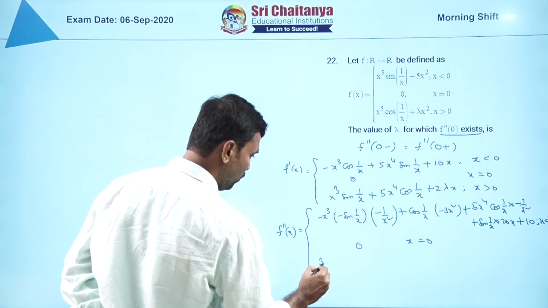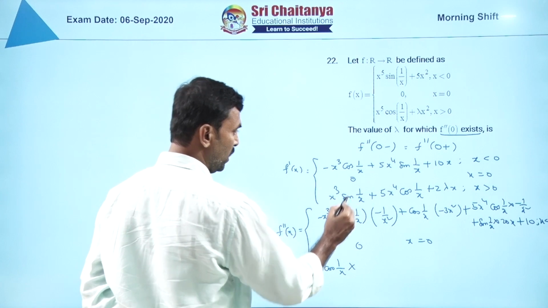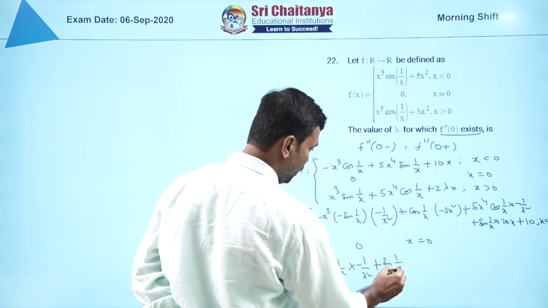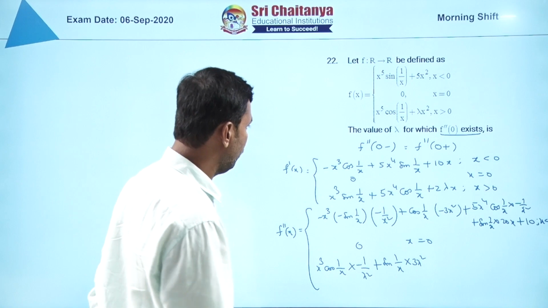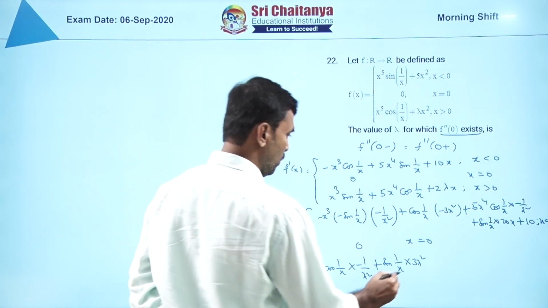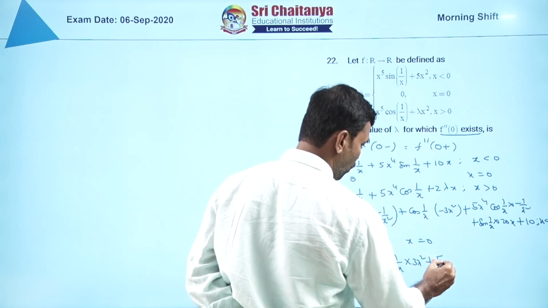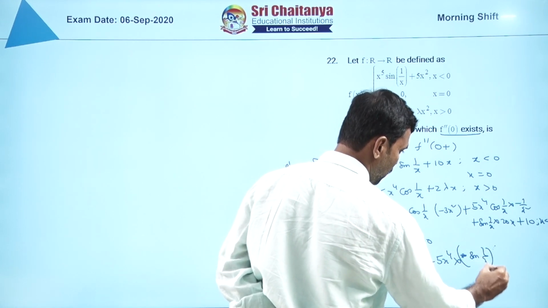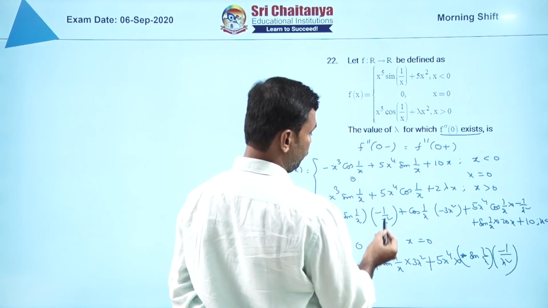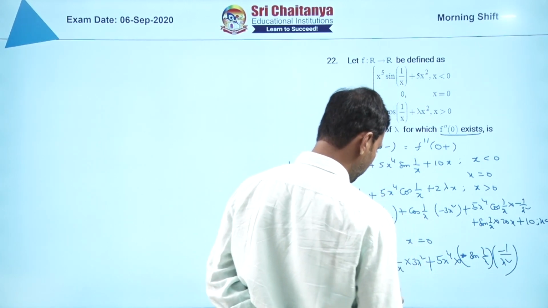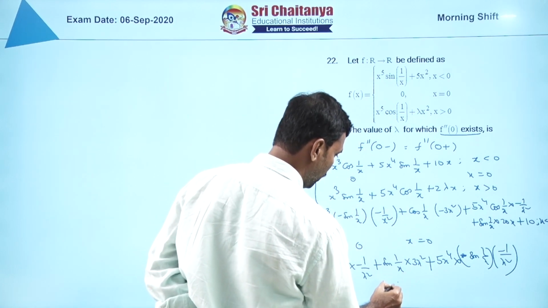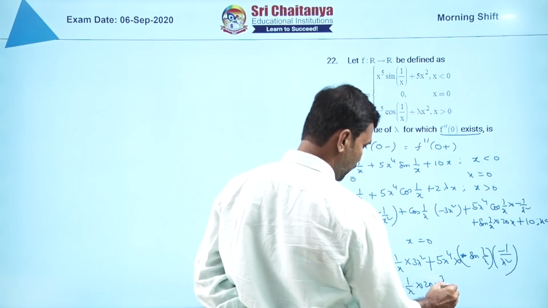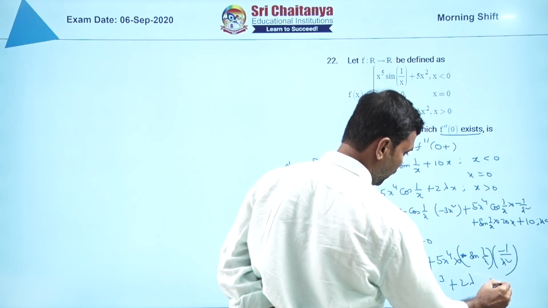See, x cube into cos of 1 by x into derivative of 1 by x is minus 1 by x square, plus sin of 1 by x into 3x square, plus 5x power 4 into derivative of cos of 1 by x is minus sin of 1 by x into minus 1 by x square, first function into derivative of second function, plus second function cos of 1 by x into derivative of first function is 20x cube plus 2 lambda. This is the second derivative when x is greater than 0.